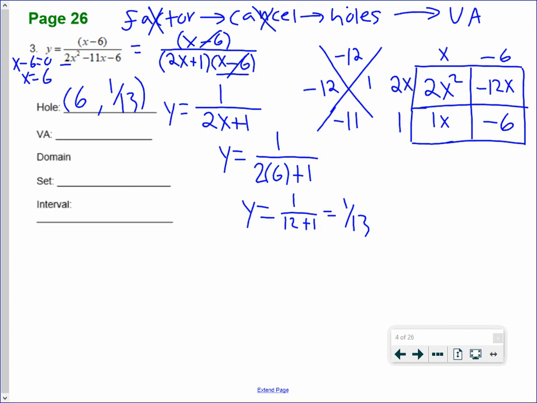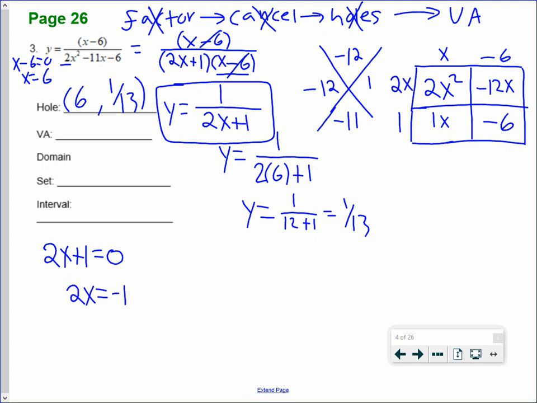All that's left now is to look for our vertical asymptotes. And remember, for our vertical asymptote, we're going to use the most simplified version of the equation that we have. And in this case, it's y equals 1 all over 2x plus 1. So we're going to set all our factors in the denominator equal to 0. The only factor in the denominator that we have is 2x plus 1. So we're going to set that equal to 0. And when we do, we get 2x equals negative 1, or just x equals negative 1/2. And that's what our vertical asymptote is equal to. It's x equals negative 1/2.